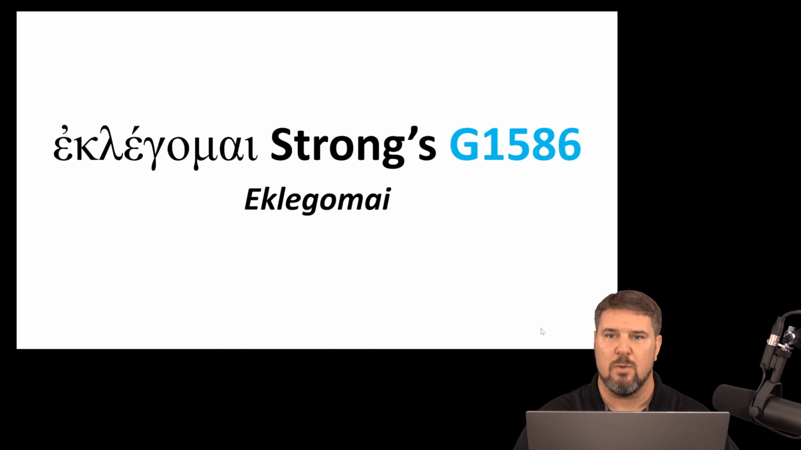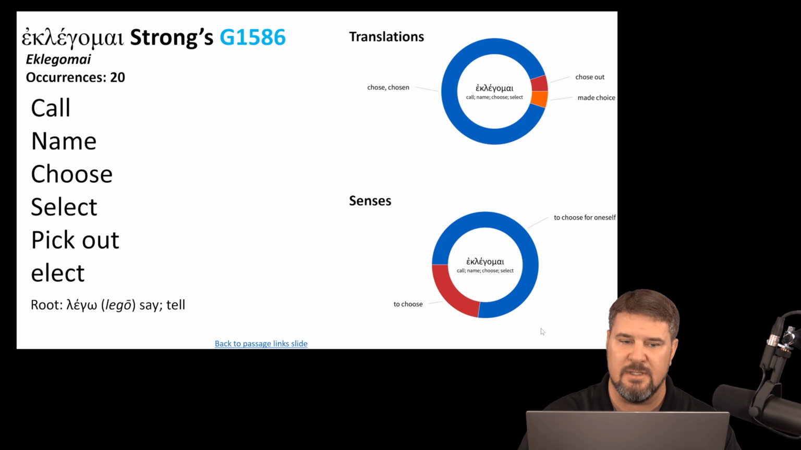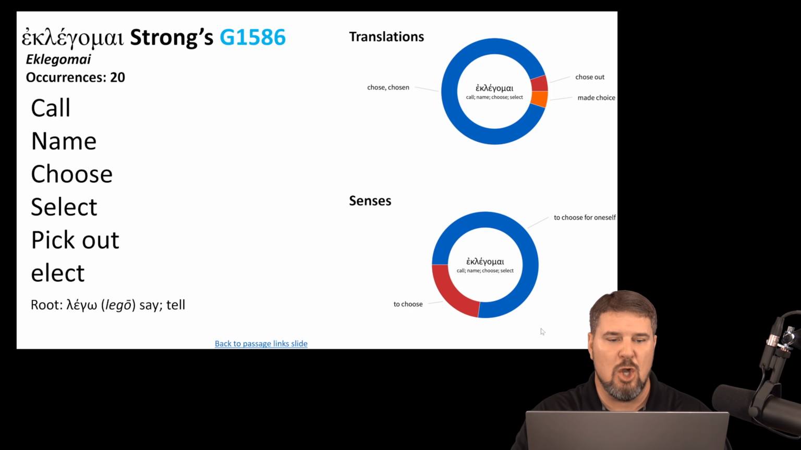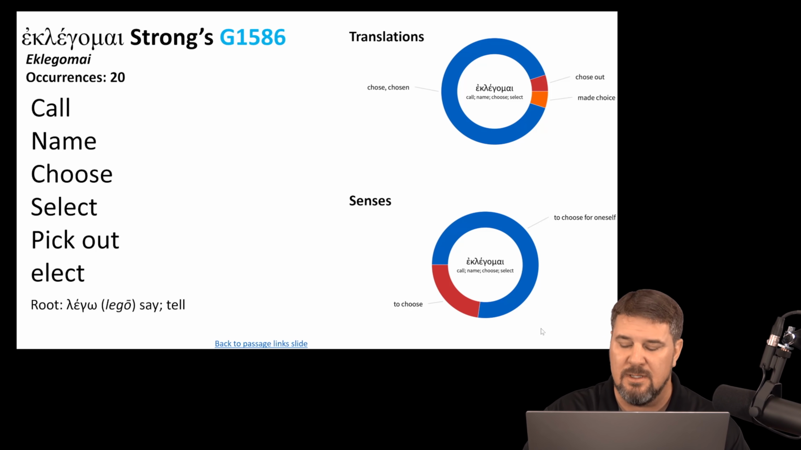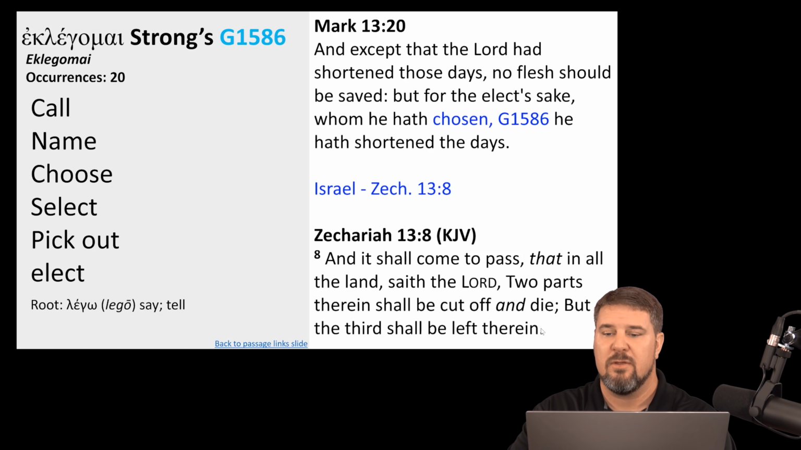Now we're going to get into the Greek words. Now we're finally moving into the New Testament. All right, we're looking at the Greek word eklegomai, and that is call, name, to choose, to select, to pick out. And there are 20 of these occurrences in Mark 13:20.